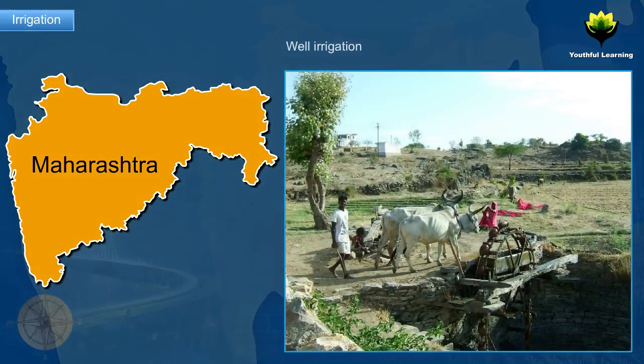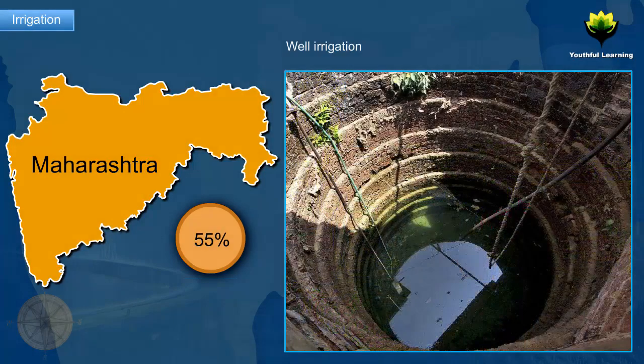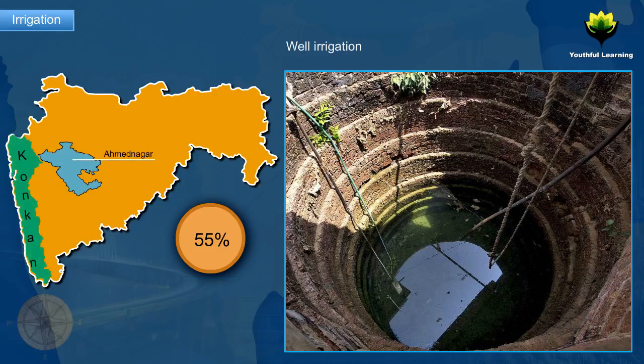Well irrigation is used to irrigate 55% of the total irrigated area in the state. Wells are dug to tap underground water for irrigation. Ahmednagar district has the maximum number of wells in the state, while the Konkan division has very limited land under well irrigation.